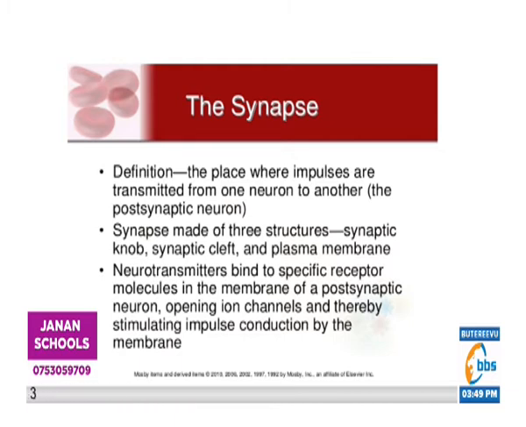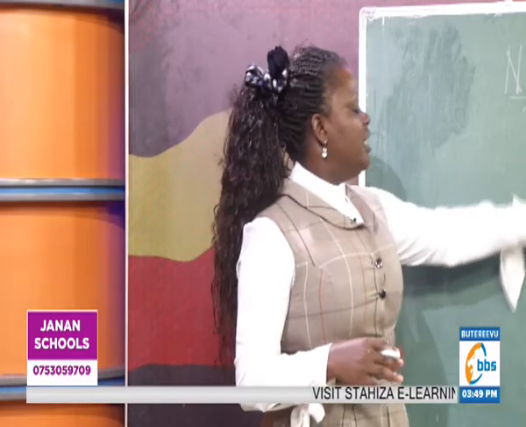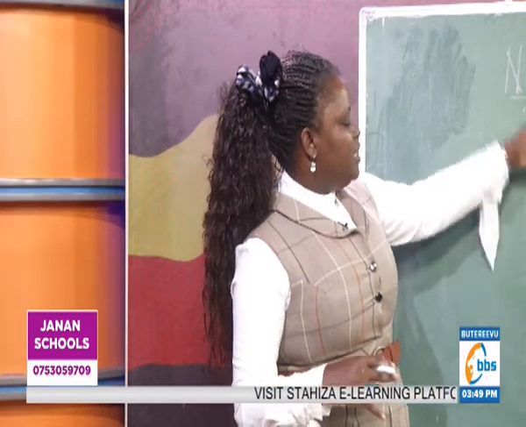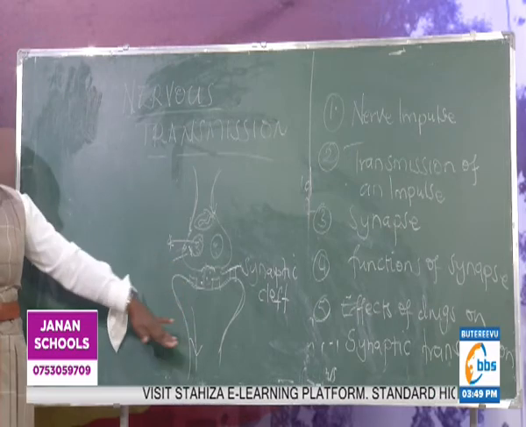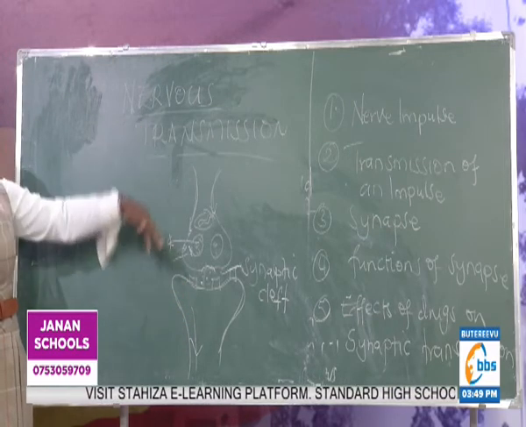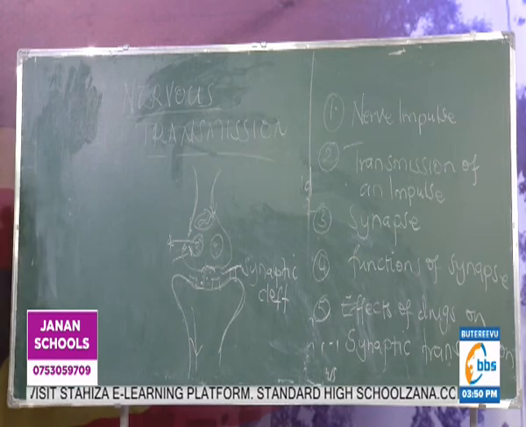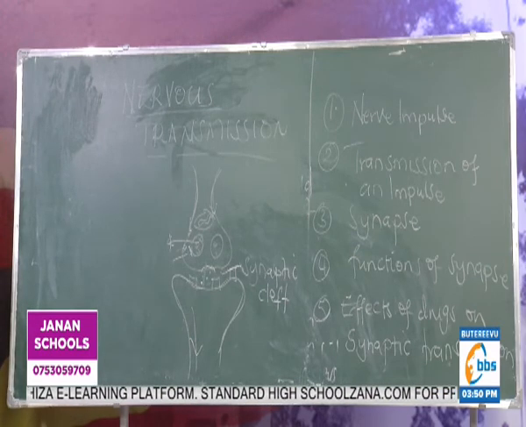The other function is that it ensures that impulses flow in one direction. There should always be one part from where the impulse is coming to where the impulse is going. It can never be reversed. So it ensures unidirectional flow of information or impulses.